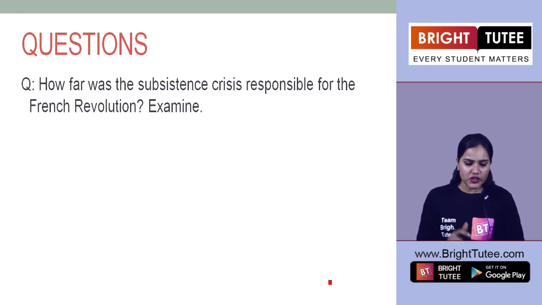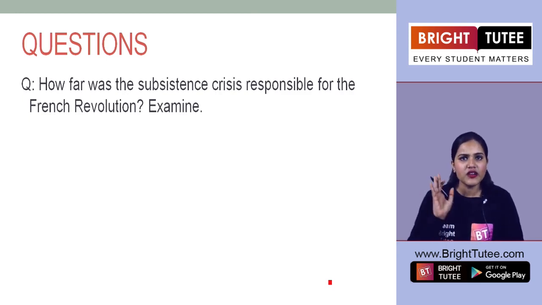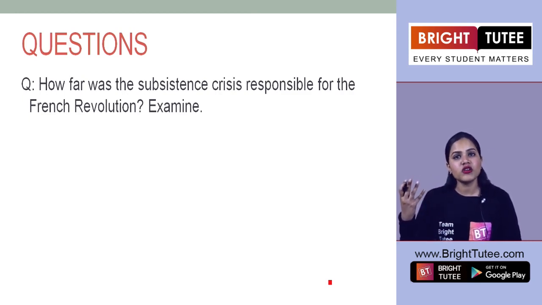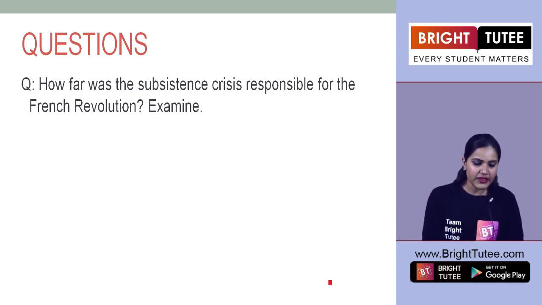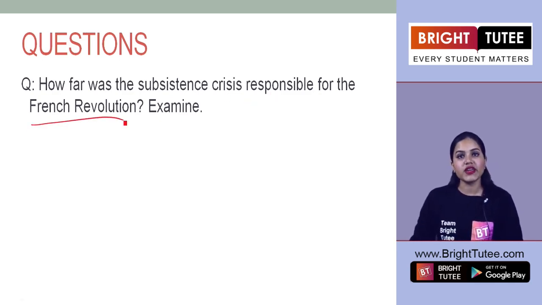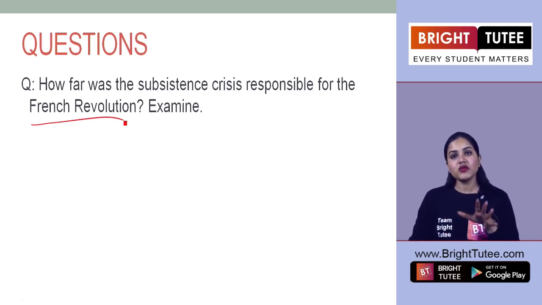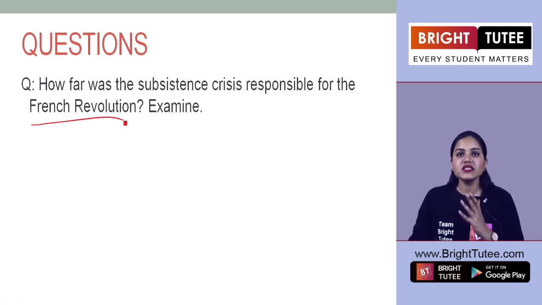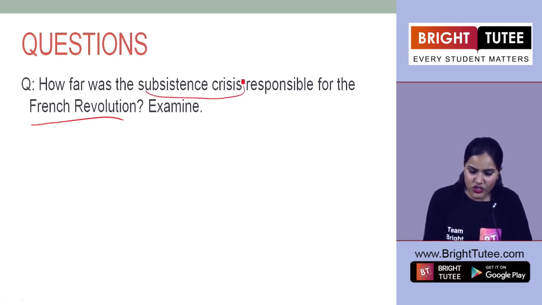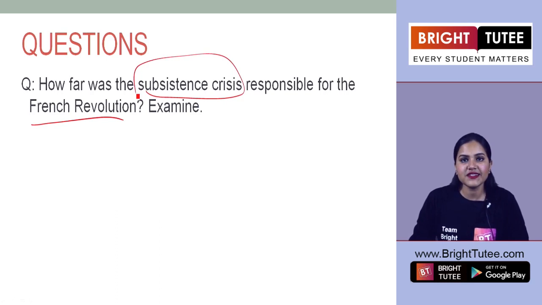Now, three topics that we have understood here, that is, the first one is our role of middle class, then we talked about the economic factors, and we also talked about American Revolution. Now coming to the question part here, there is a question, that is, how far was the subsistence crisis responsible for the French Revolution? Examine. Now here you have to understand this question. Here we are talking about subsistence crisis, right?